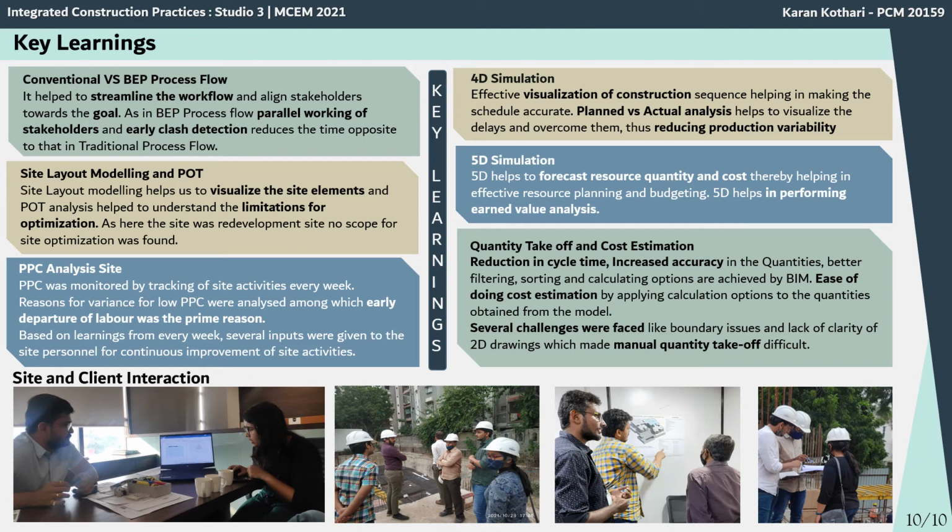Coming to the conclusion of all, the conventional versus BIM process will help to streamline the work and align the stakeholders towards the goal. In the BIM process, the parallel working of stakeholders and early clash detection reduce the time, as opposed to the traditional process flow. And in site layout modeling, we also visualized the site elements, and the POT analysis helped us understand the limitations of optimization.